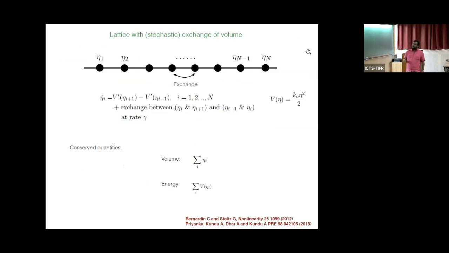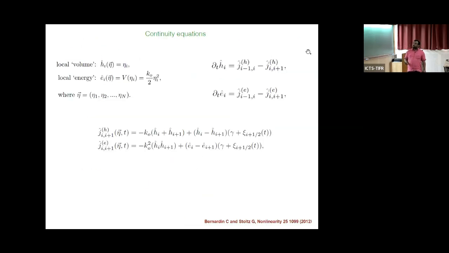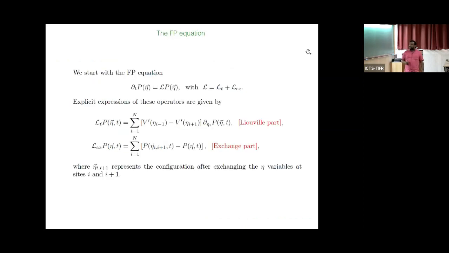Okay, corresponding to these conserved quantities, you can identify locally conserved quantities, which will have continuity equations, and these are expressions for the current. I just wanted to flash the expressions. What we do is first try to write down the Fokker-Planck equation for this model. For the time being I have not taken the boundary part where you can attach baths, but when I present the model with the baths, I'll write down the Fokker-Planck operator from the baths. These are the two parts: the first one is the Liouville part, and this is from the exchange part.